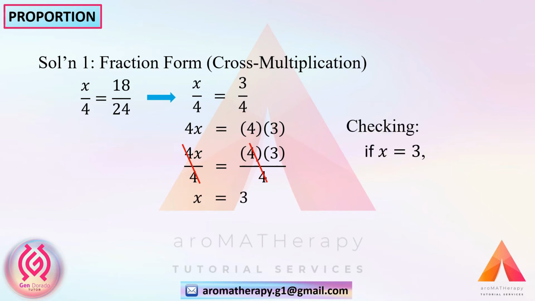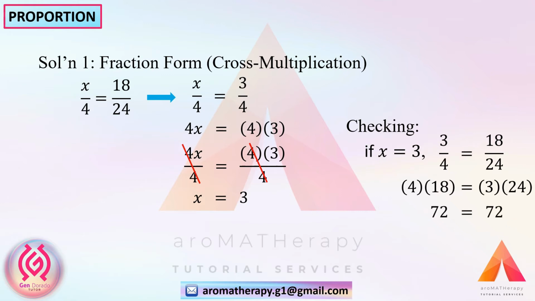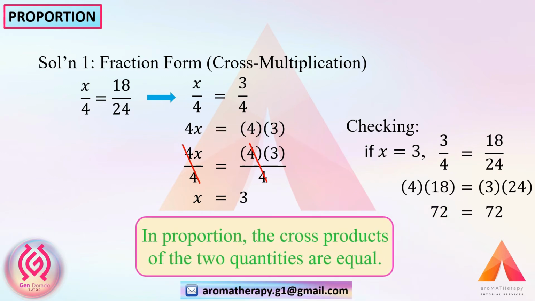Let's try to check. If x is equal to 3, is 3/4 really equal to 18 over 24? Okay, let's cross multiply 3 times 24 and 4 times 18. Will they get the same results? Okay, so therefore, in proportion, the cross products of the two quantities are equal.